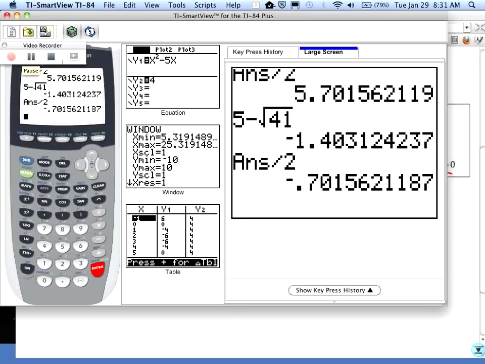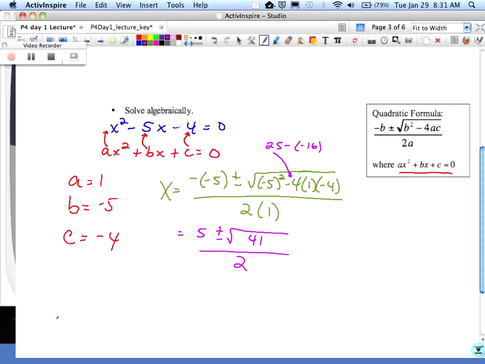Okay, so what we did is we went through the quadratic formula. Again, be careful with all the negative signs. But anyway, square root of 41 is prime. You can't factor it. You leave it like it is.